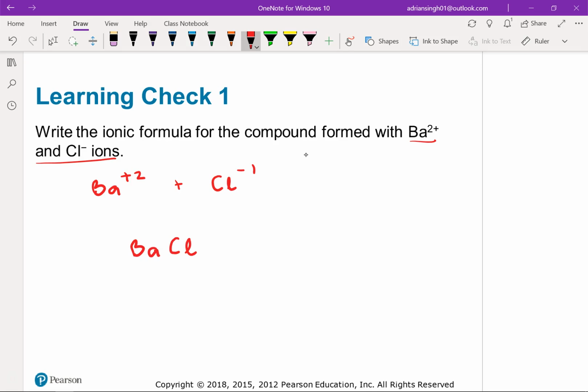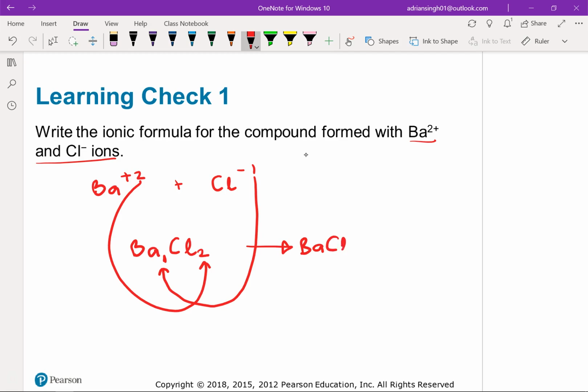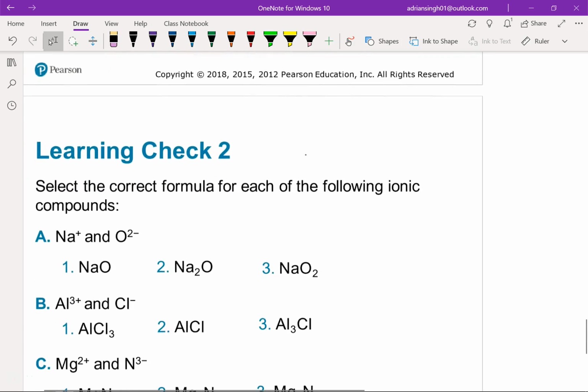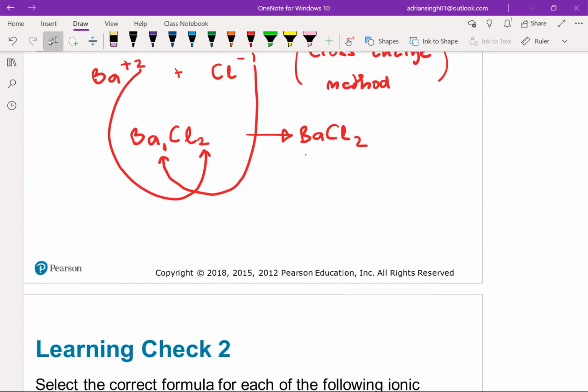What we can do is we can take the charge on the metal, and that becomes a subscript on the nonmetal. And then the charge on the nonmetal, 1, becomes a subscript on the barium. So we end up with BaCl2. Right? This shortcut is called a cross-charge method. Right? And that works all of the time in terms of determining the chemical formula for our ionic compounds.